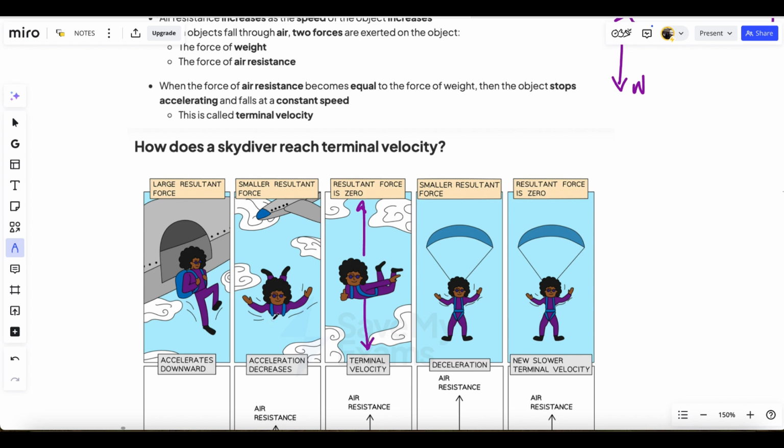Here acceleration decreases because air resistance is building up. Air resistance is slowing you down. Even though it's not equal to the weight yet, it's slowing you down, so your acceleration is decreasing. You're not accelerating fast. When you jump out, you accelerate downward. So a point we reach, when you reach your terminal velocity, you just be floating here. You will not go down, you will not go up.